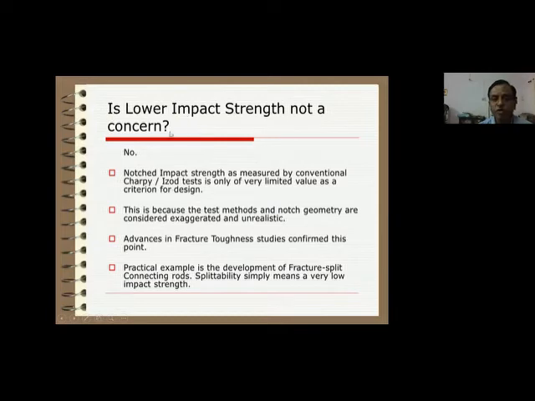So is lower impact strength not a concern? Why, in spite of using microalloy steel, is there no problem with impact strength? There is some theoretical backing for that. When we say there is no concern for impact, the reason is that notched impact strength as measured by conventional Charpy or Izod tests is only of very limited value as a criterion for design. This is because the test methods and notch geometry are considered exaggerated and unrealistic. Advances in fracture toughness studies confirm this point. A practical example is the development of the fracture split connecting rod, where the C70S6 material is used. Its splittability simply means a very low impact strength. So in spite of having low impact strength, it is used for the connecting rod application.